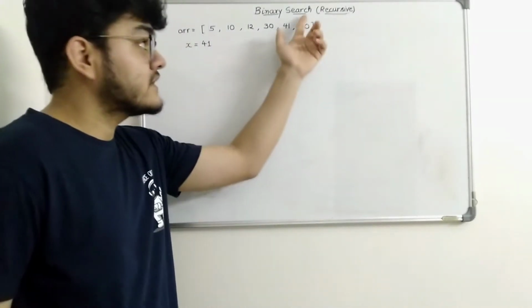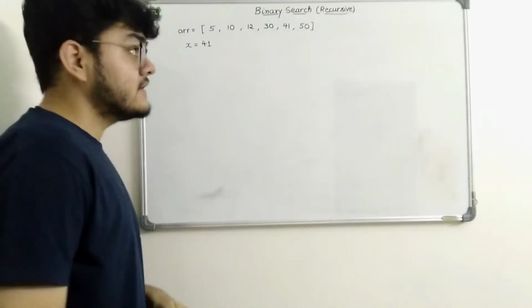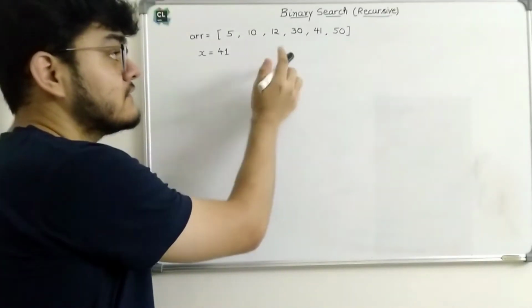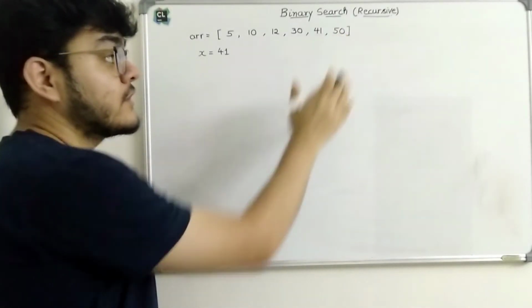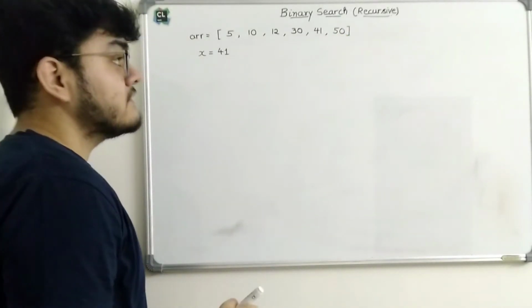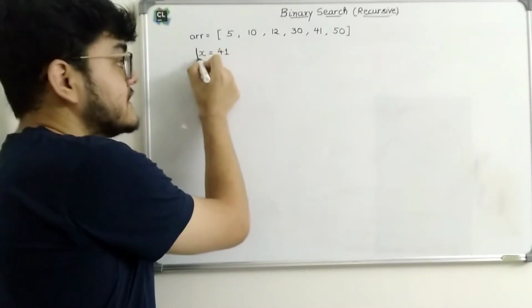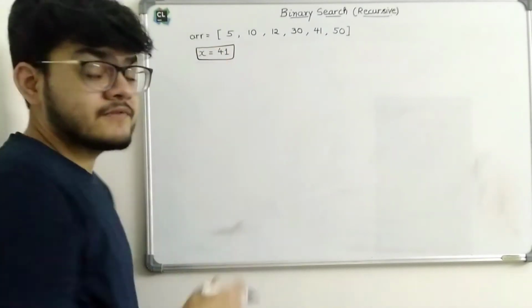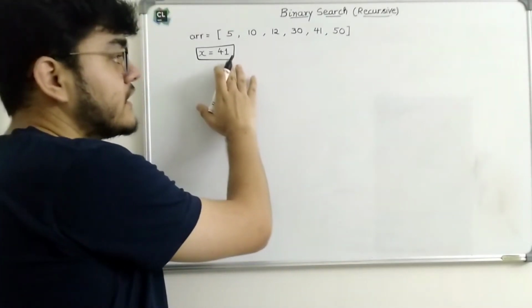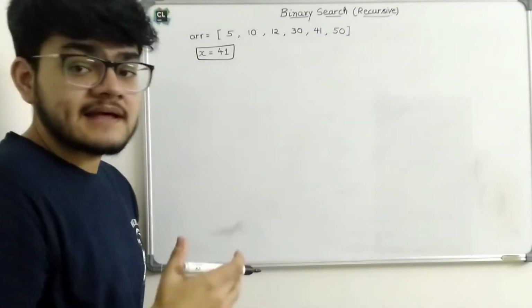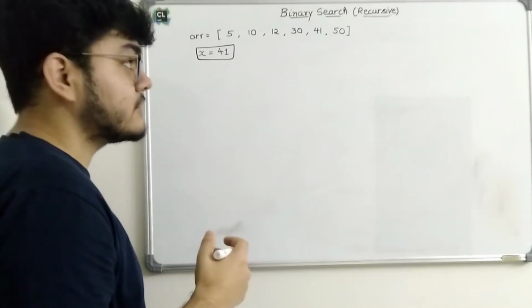So the first thing we are going to do is understand what binary search is. And here you can see we are given an array which has these 6 elements, which is 5, 10, 12, 30, 41, 50. And we are given an element x here, and the value of x is 41. So what we just need to do is find out where this element lies in this array, and we will use a binary search approach.